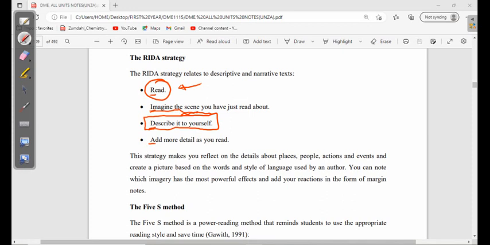Now remember, I'm talking about a story, but here we're talking about academic reading. So you are interested in gaining information for academic purposes. So I'm now going to add more ideas from the knowledge that you already have. You just get to build on it.